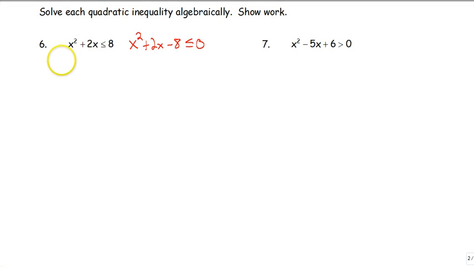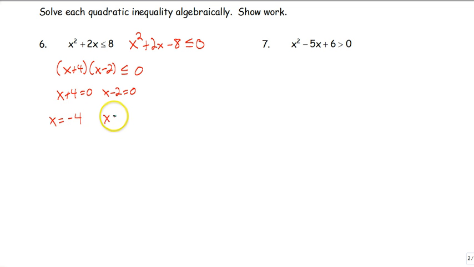To factor this, you get x plus 4 and x minus 2 is less than or equal to 0. So that means that if I set these equal to 0, my critical values, or my turning points, or where the graph will go from negative to positive, are at negative 4 and 2. Okay?